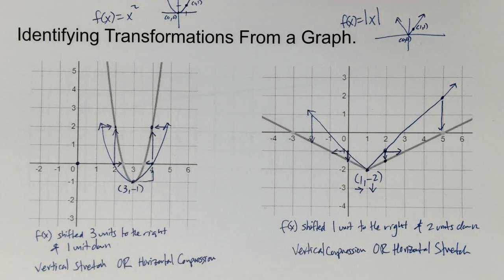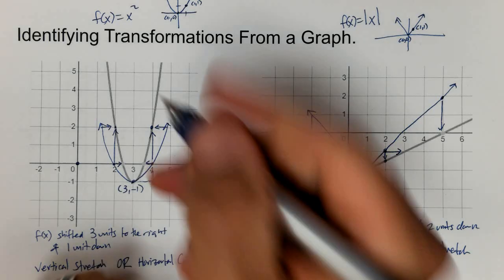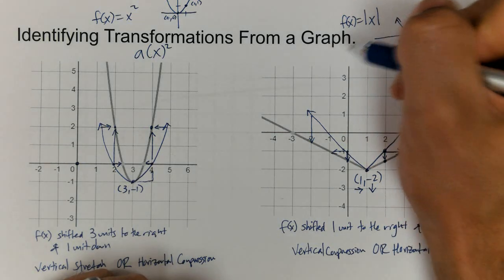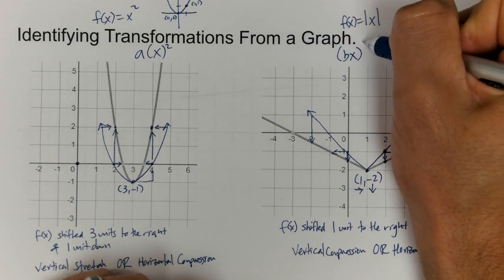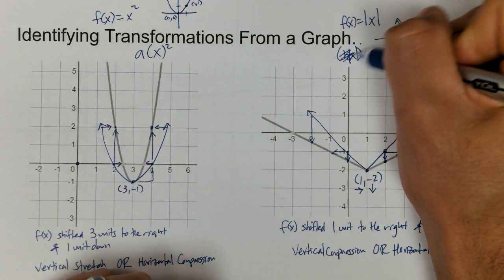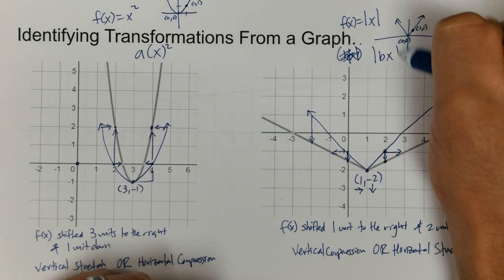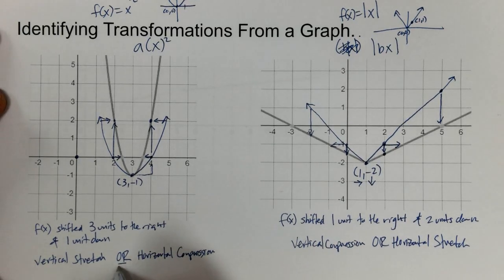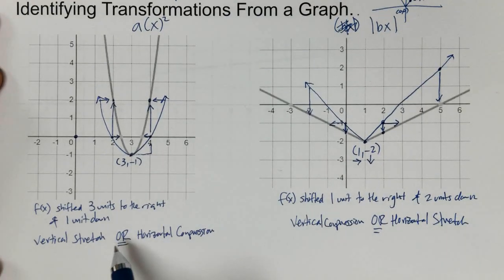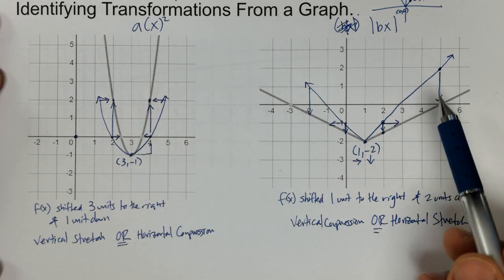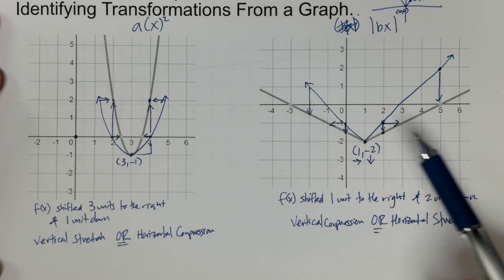Again, it's really hard to tell whether it's A that's affecting the function or whether it's B that's affecting the function. Sorry, in this case, B would be inside. And the only way to find out is by looking at the specific equation, which is why for these scenarios I use the word or. Because this could be a vertical stretch or a horizontal compression. And here we can be compressing it vertically or stretching it horizontally.